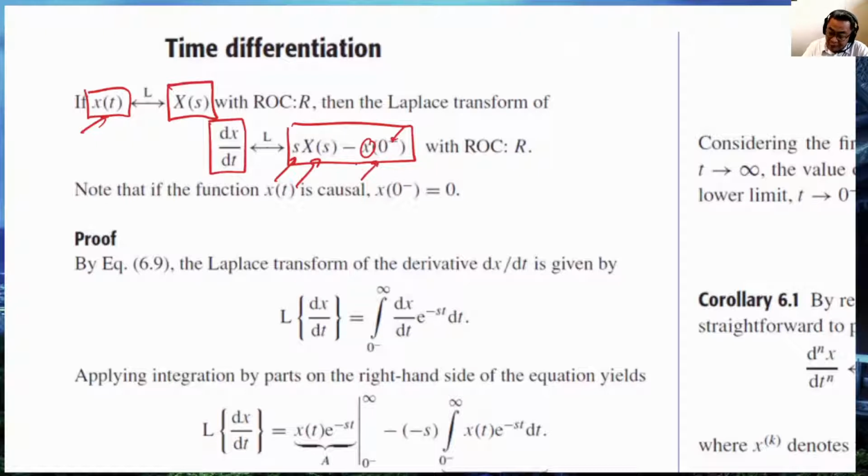This is a very important result because if the expression of x(t) is complicated, differentiation is also complicated. But in the Laplace domain, if we already have X(s), the differentiation is simply multiplying X(s) by s and subtracting a constant. That's it. So it is much simpler to do differentiation in the Laplace domain.